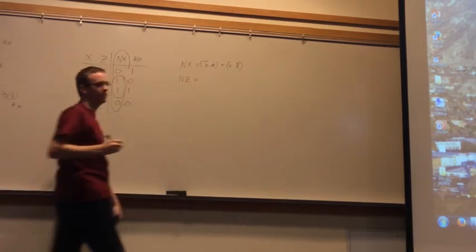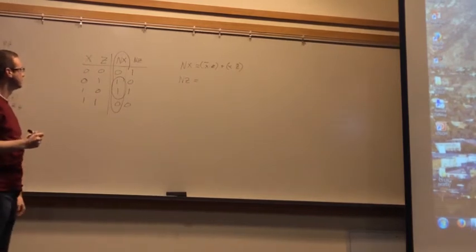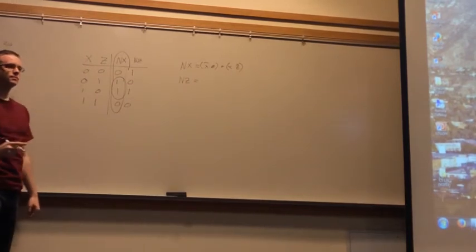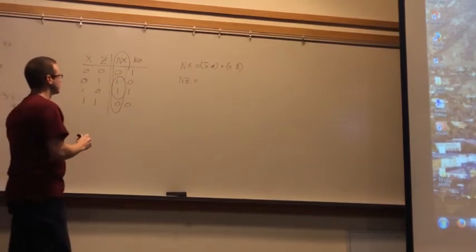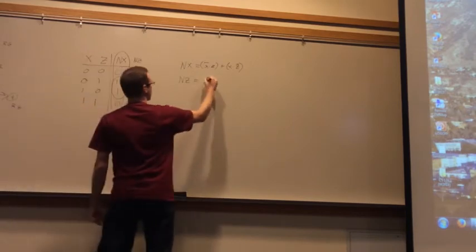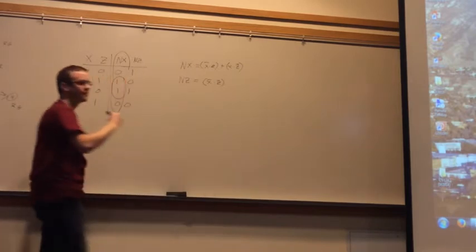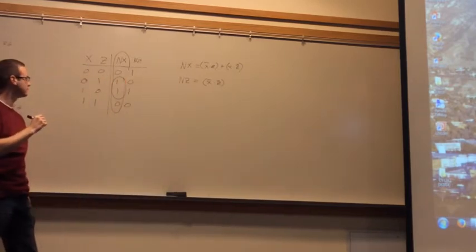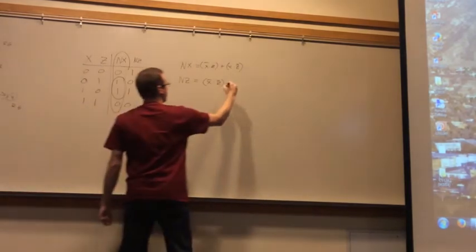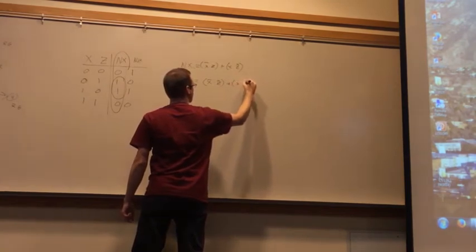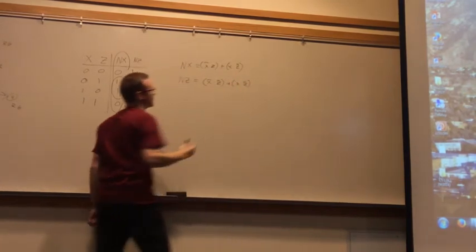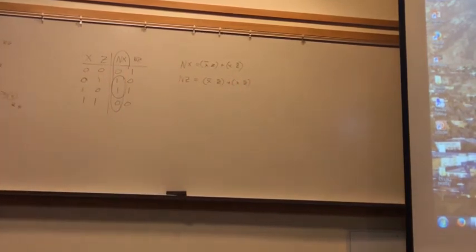Let's make one for nz. The first part would probably be not x and not z. That would be 1. Not z. Okay. Or x and not z. Can everyone see how we got that?